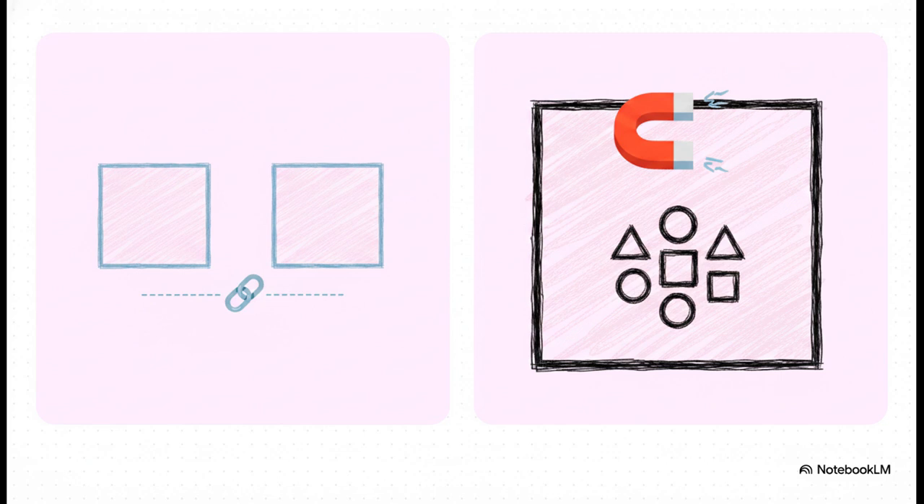Now, high cohesion, on the other hand, that looks inward. It's all about the relationship within a single module. The elements inside a specific component should have a really strong, highly focused relationship. They should all be working together toward a single, well-defined purpose.